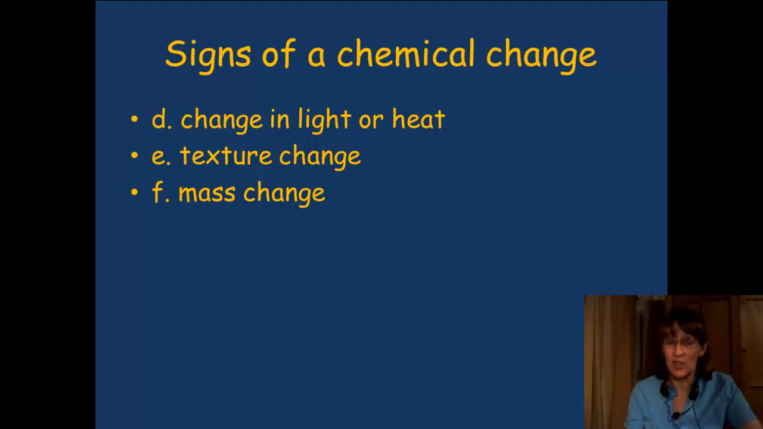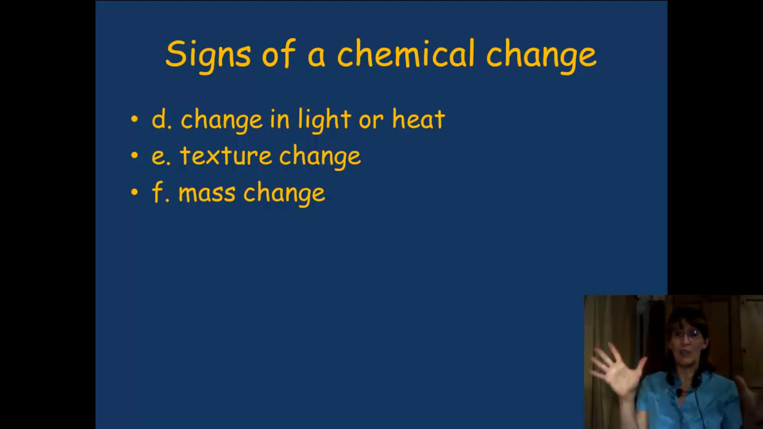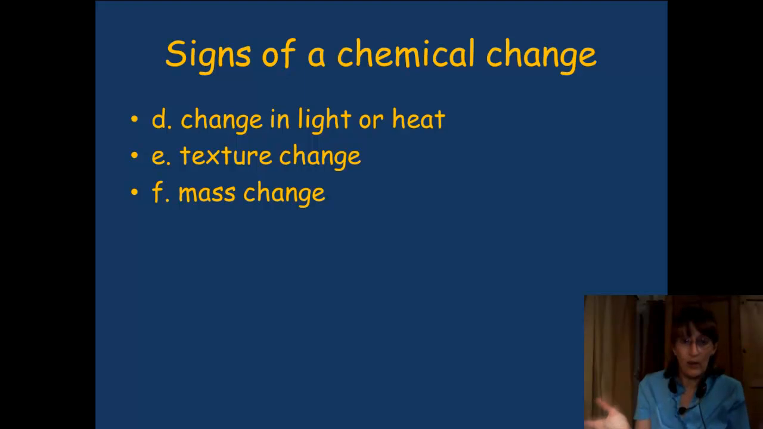Signs of a chemical change, again, this is just further on. We have a change in light or heat. If it puts out heat or it turns really cold, that's usually a sign that a chemical change is occurring. If it puts out light, like it flashes all of a sudden, or like a firecracker, it's going to put out light and heat. You have an example or a sign that a chemical change has occurred.